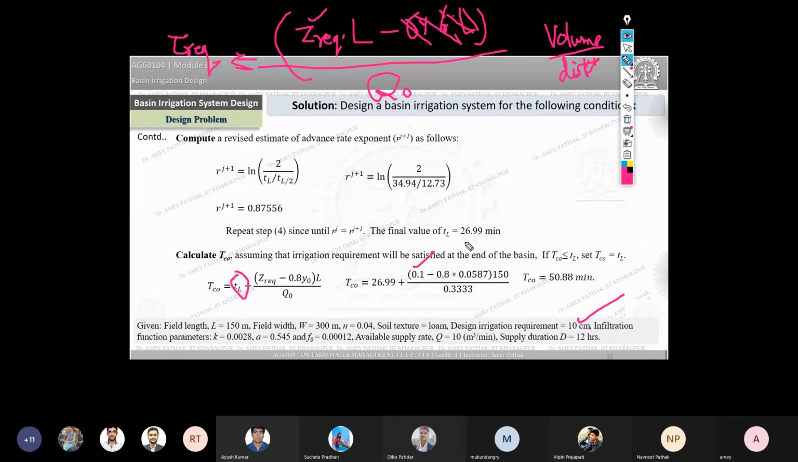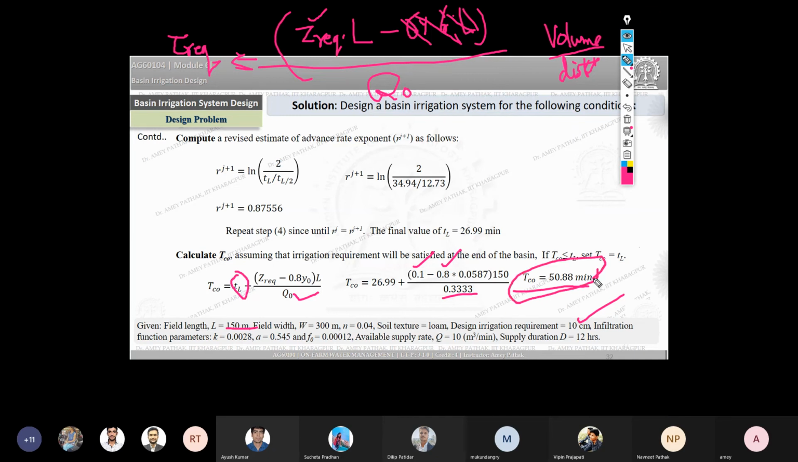L is the length of field, which is again given as 150, which is constant. Sigma Y we can assume 0.8. Y naught we have calculated, 0.0587, and this is L divided by Q naught that we have selected. Q naught is equal to 0.33. So this is giving us the value of time of cutoff.